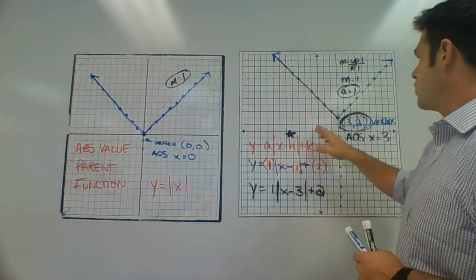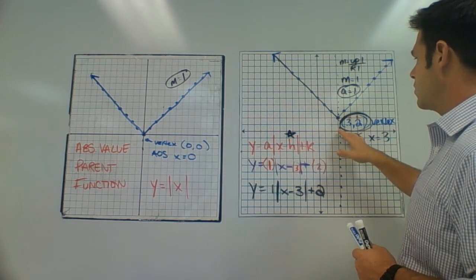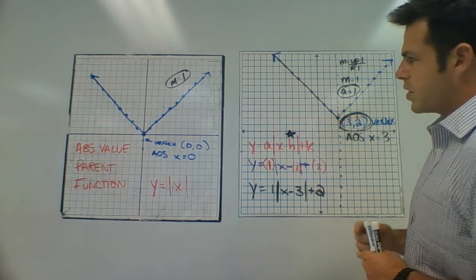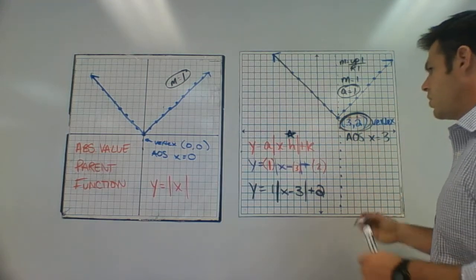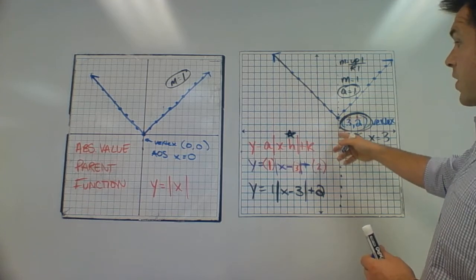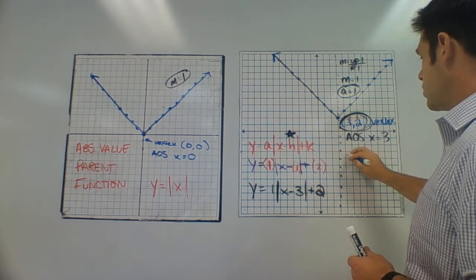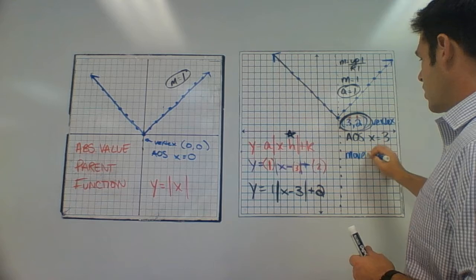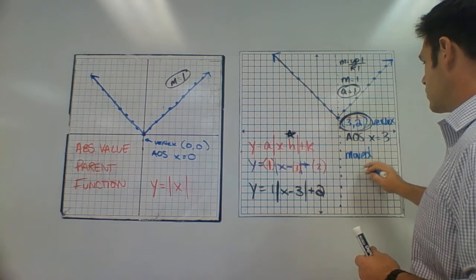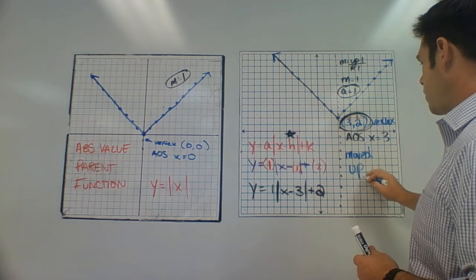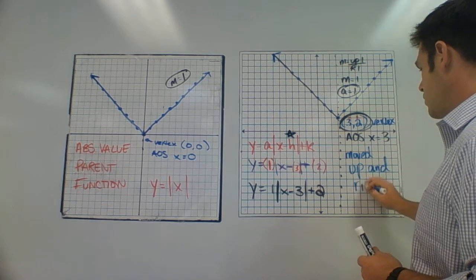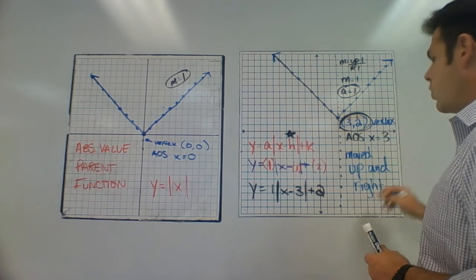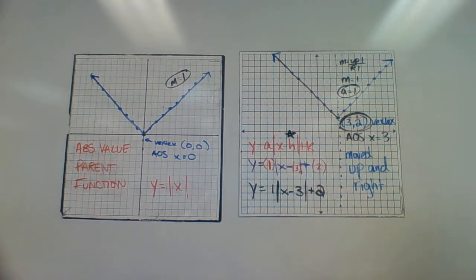We know that it moved a little bit over to the right and a little bit upward. So the whole graph moved a little bit to the right and a little bit up compared to the parent function. It moved up and to the right when we compare it to the parent function.